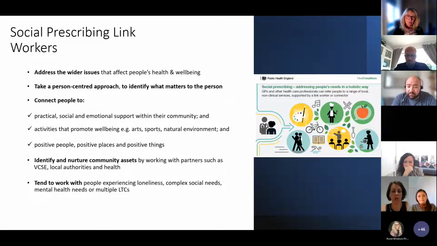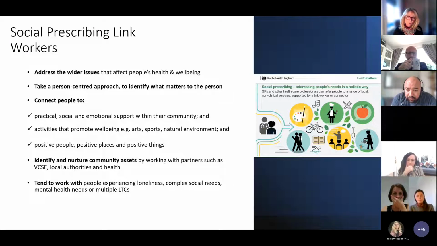And I really do have to emphasise that, because I think some of our link workers have been utilised in lots of different ways during COVID in supporting primary care. But the key thing of their role is very much around getting to know an individual, looking at their strengths and supporting them as they progress along their journey. So a lot of support around practical and emotional well-being, connecting them to the community, and looking at, as I say, the strengths of what they can do rather than what they can't do.